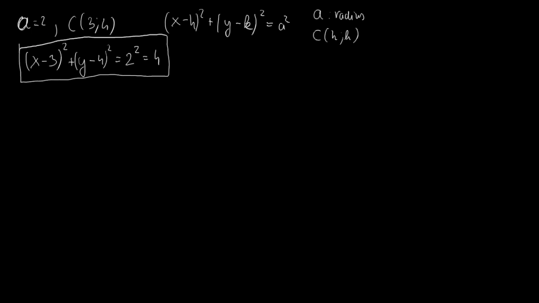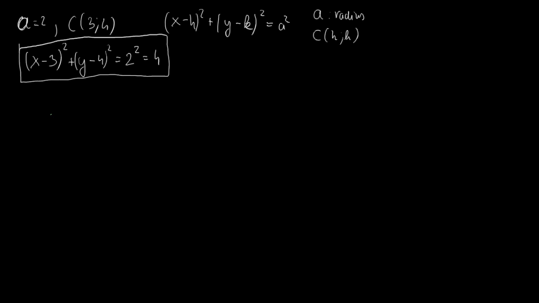Now that is the equation of the circle which has a center at 3, 4 and a radius of 2. Now if an equation for a circle is not in standard form, we can find the circle's center and radius by first converting the equation to standard form. The algebraic technique for doing so is completing the square. Let's see an example for this.